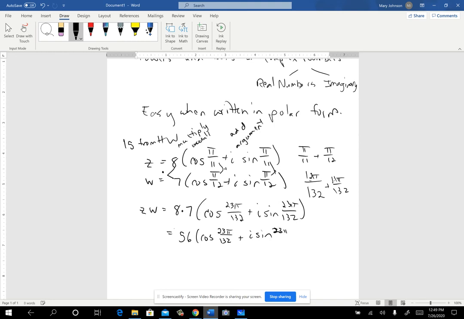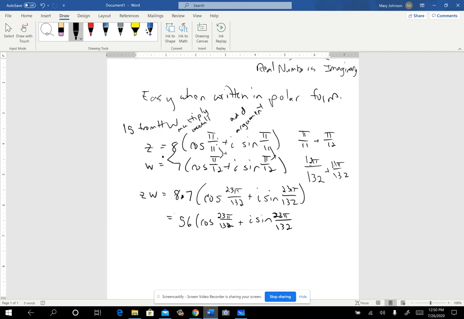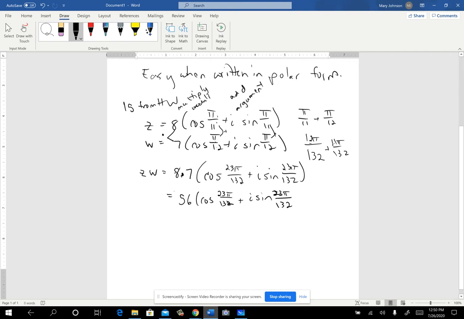So if you have a complex number that's written in polar form, then you can find the product of it by just multiplying the moduli and then adding the arguments, adding the angles together. All right, so that's number 15.